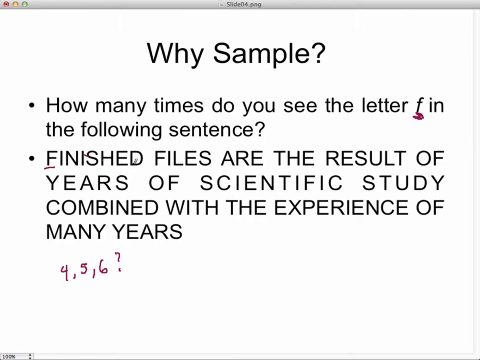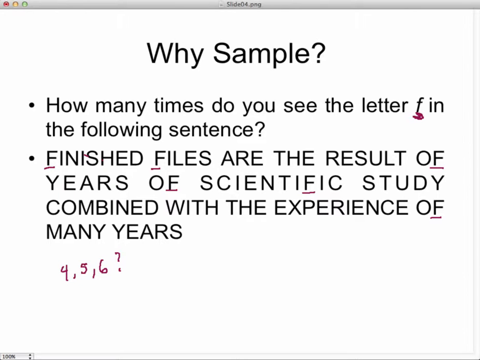So let's see, there's 1, 2, excuse me, 3, 4, 5, 6. Let's see, did I get them all in there? Let's try one more time. So 1, 2, 3, 4, 5, 6. So it looks to me like there are 6 in there.